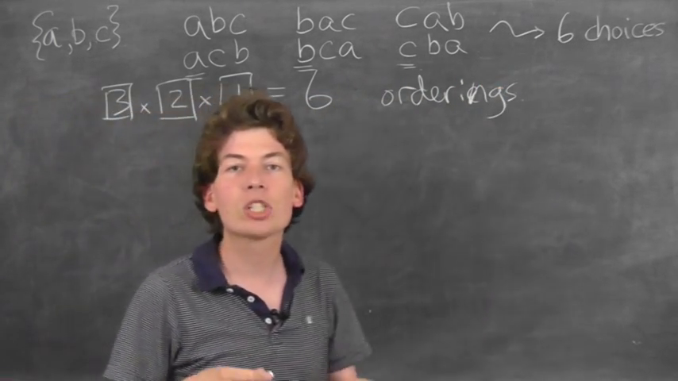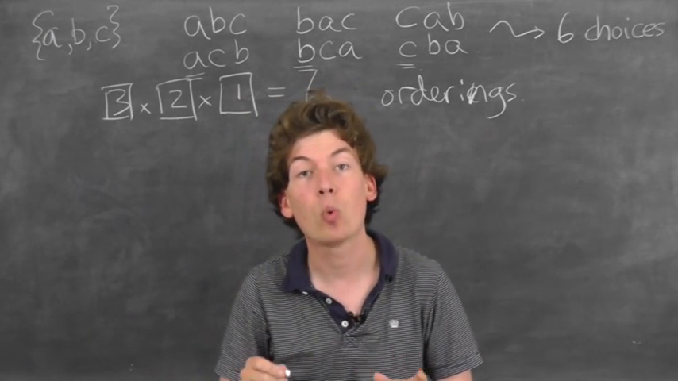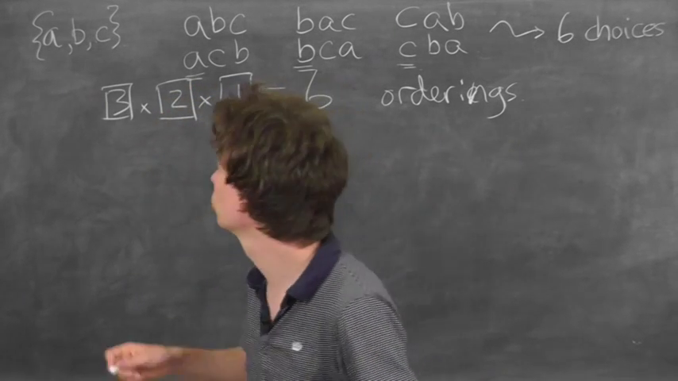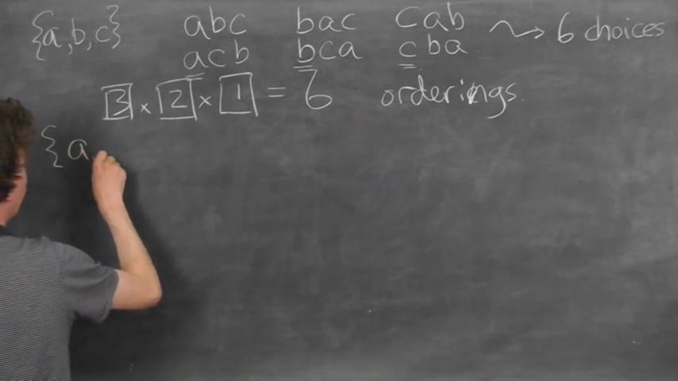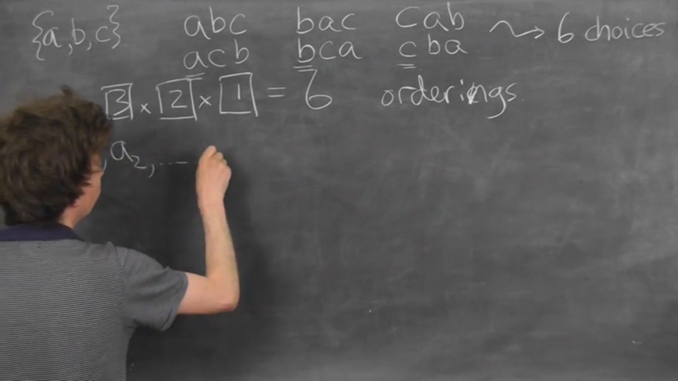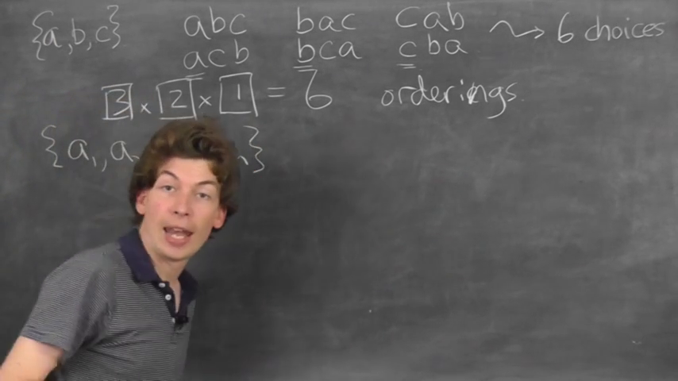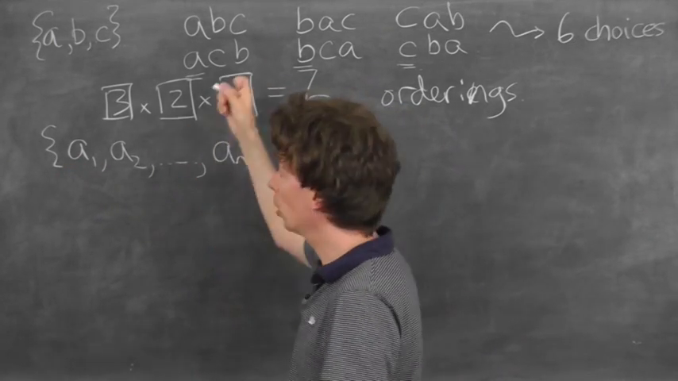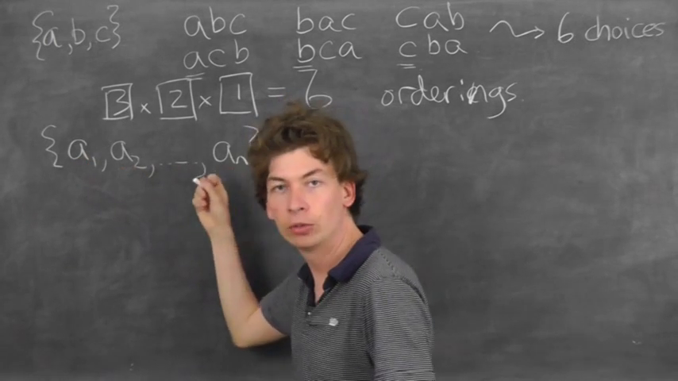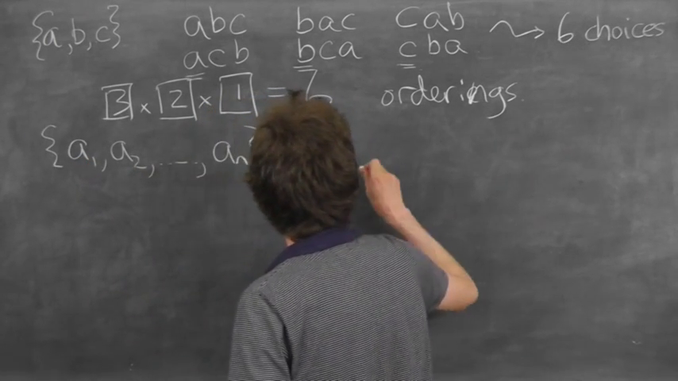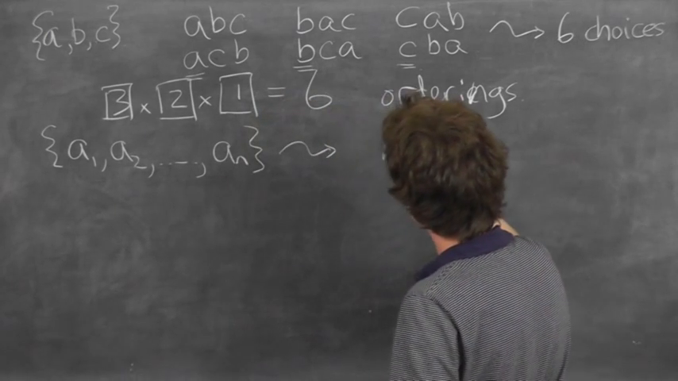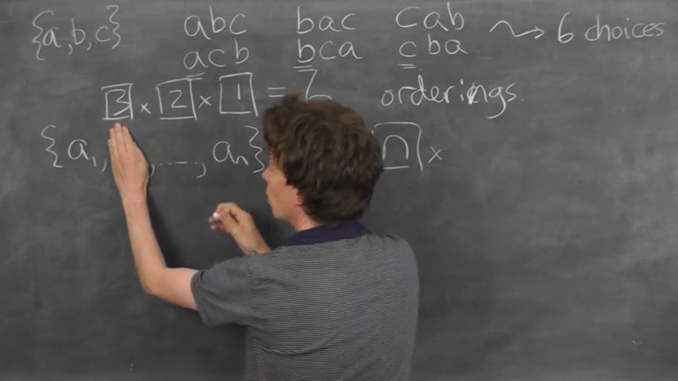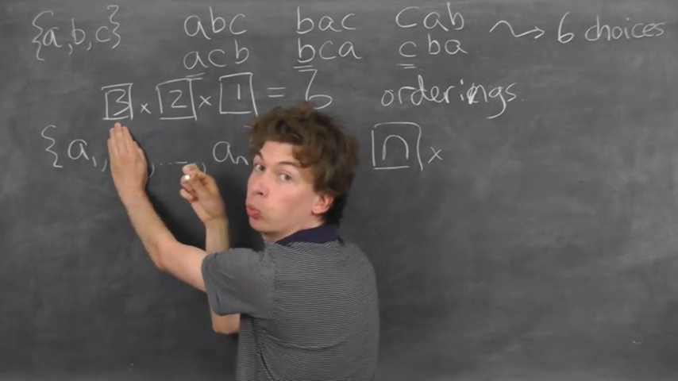Okay, so now a slightly tougher question. How many ways can we order the elements of a set with n objects? So we've got a set with n elements. Well, if we're interested in orderings, just like above, we start with how many choices? Well, of course, we start with n choices. So once we've fixed one of our choices, we're left with n minus 1 choices.